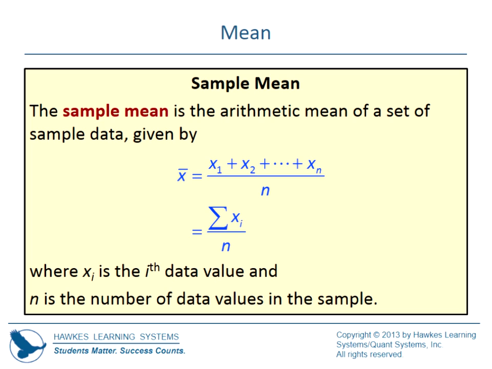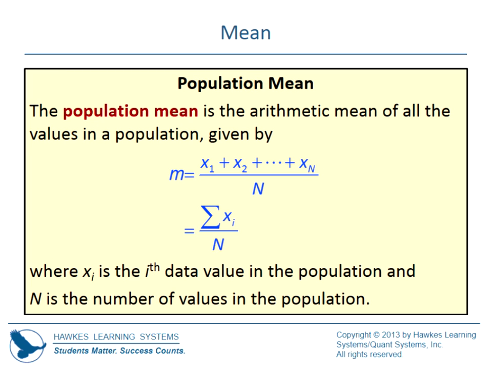Look at that small little n. That means the number of data values in a sample. You're going to see that a lot, so get used to it. So let's look at population mean.